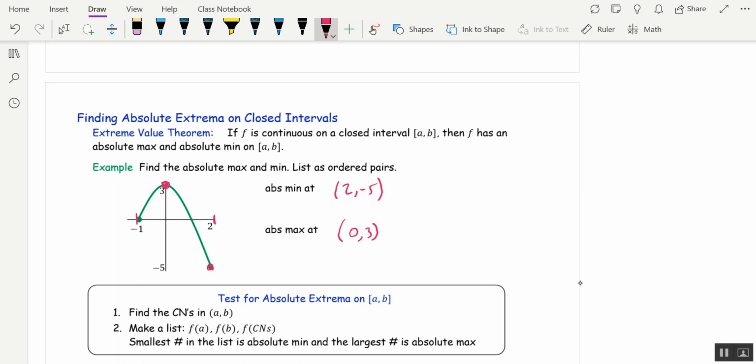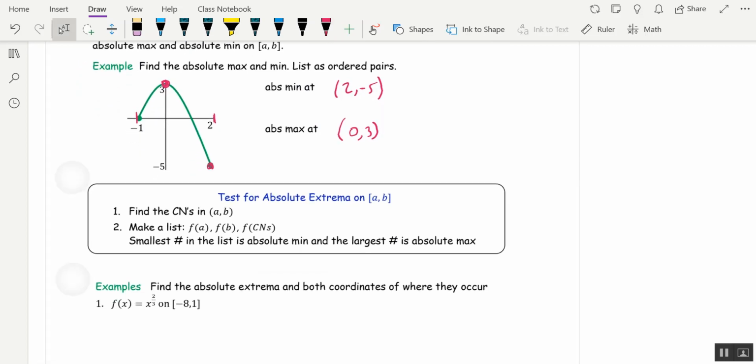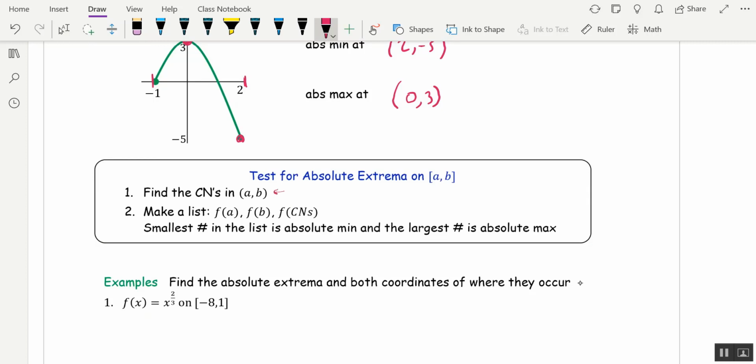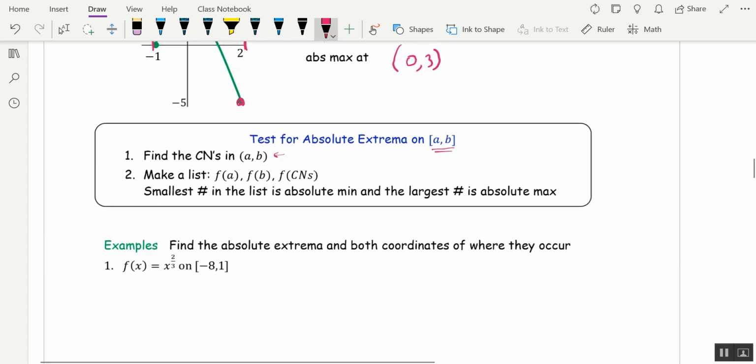All right, so let's learn a test. If we don't have a picture around, let's learn a test for finding out what those numbers are. And this is the test. It's super easy. Find the critical numbers in the open interval from a to b, where a to b is the closed interval that you're given. Then make a list of f at the two endpoints and f at all the critical numbers. So evaluate f at those numbers and pick the largest, that's your absolute max. Pick the smallest, that's your absolute min. So we're going to do two examples.